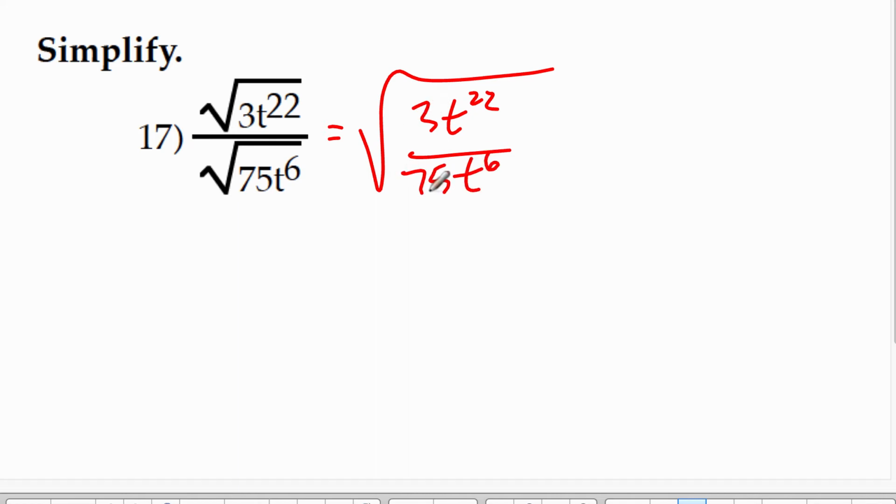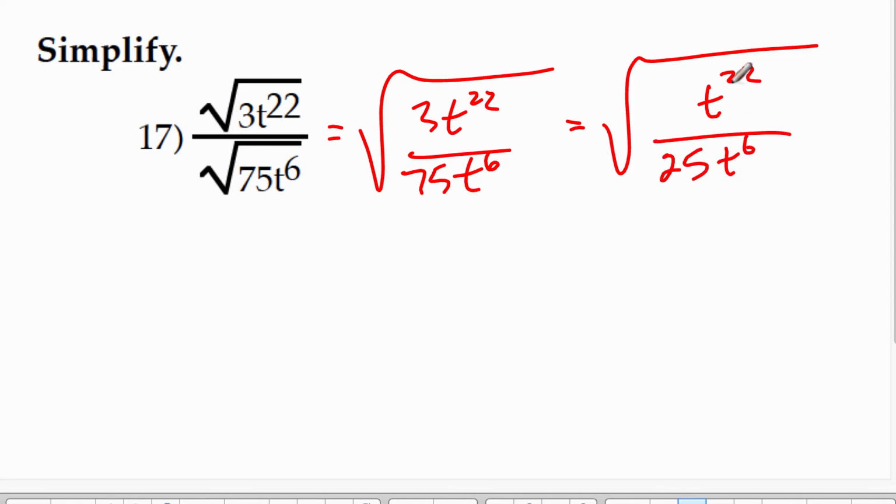Well, 3 goes into 75 25 times. So I can rewrite that as t^22 over 25 t^6. I can do the same thing here: t to the 22nd divided by t to the 6th. Dividing common bases, subtract their exponents. So on the top, 22 take away 6. What's that? 16? T to the 16th over 25.